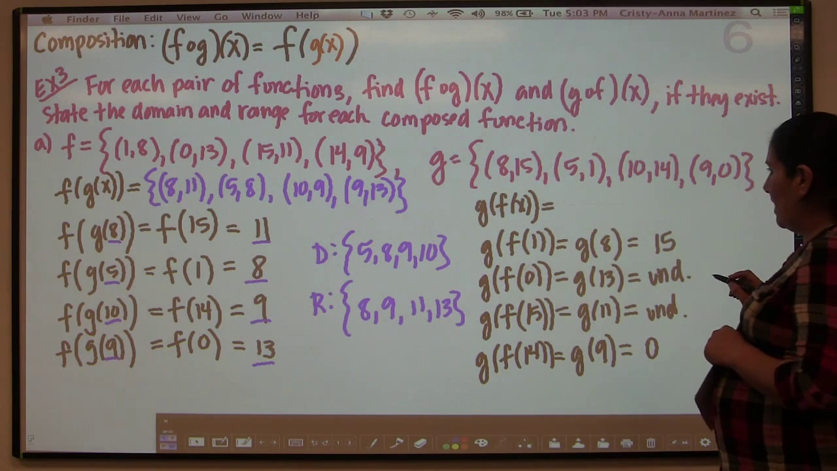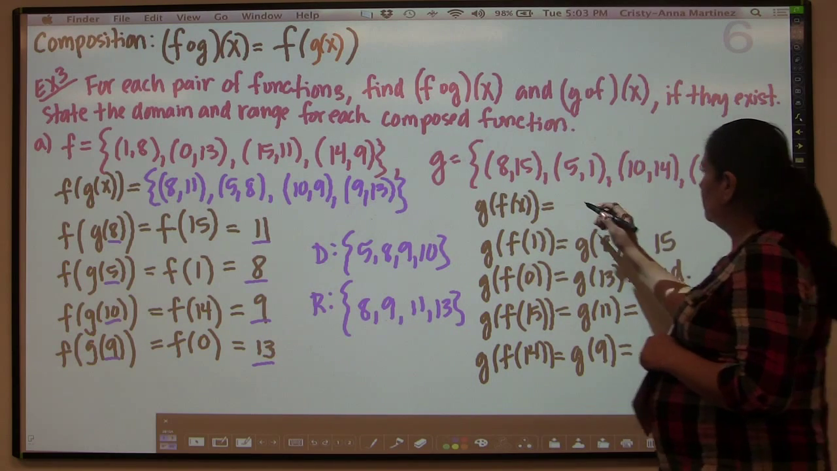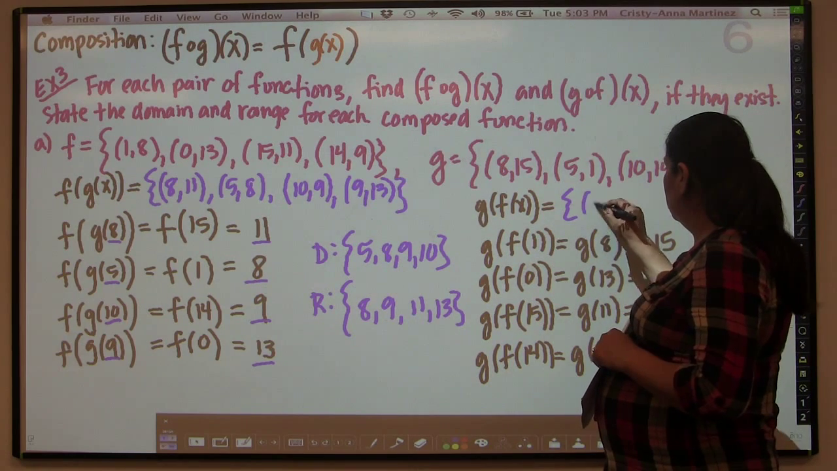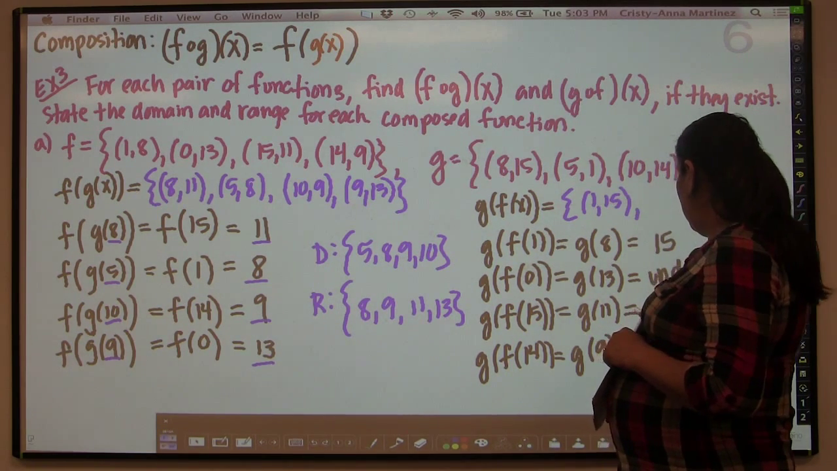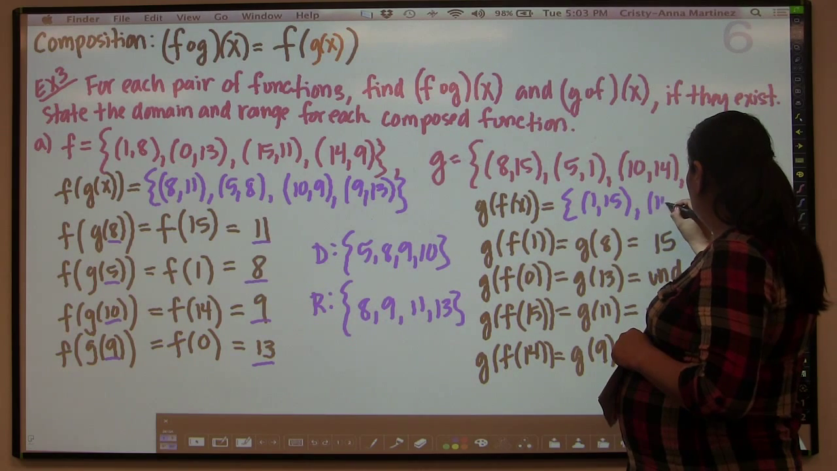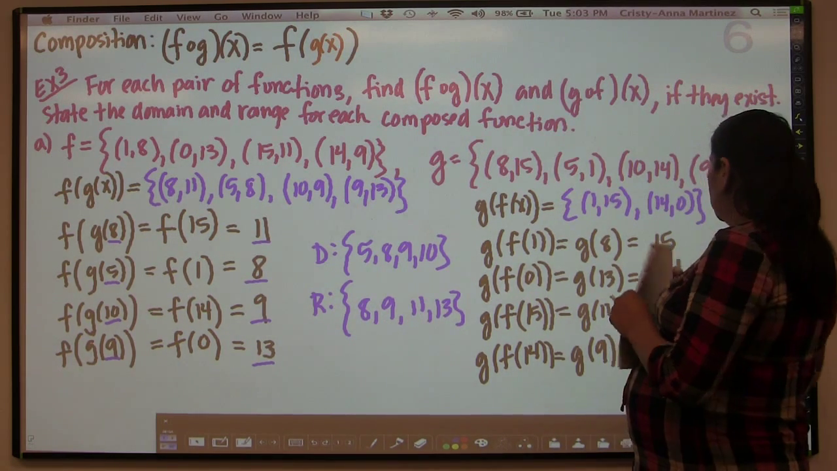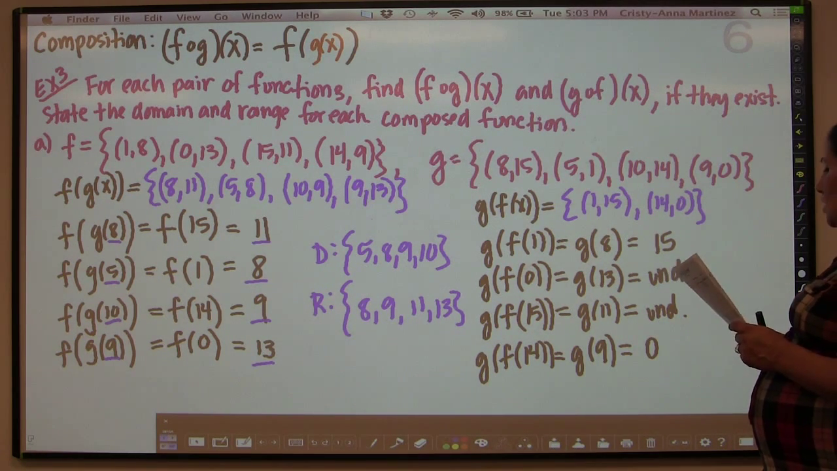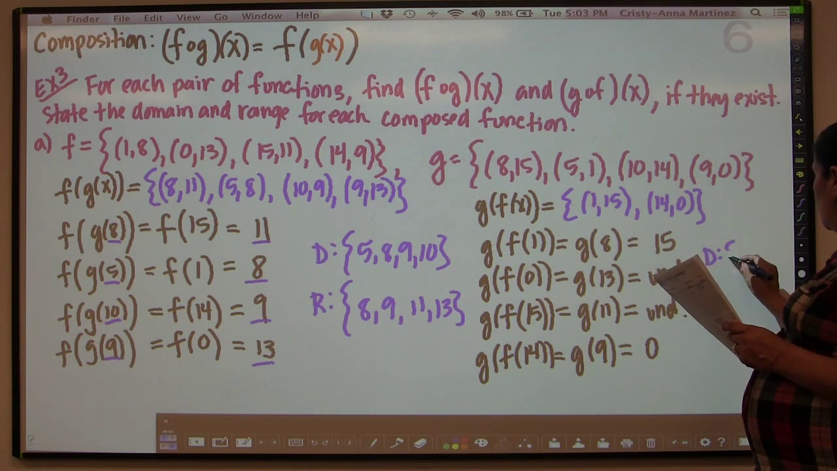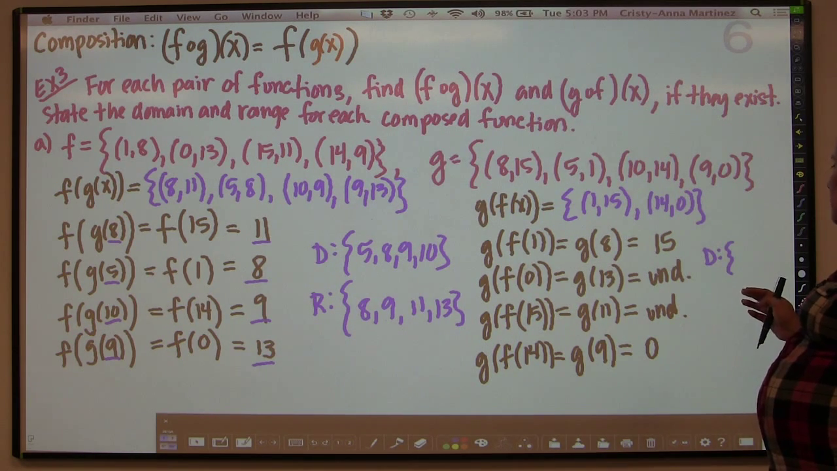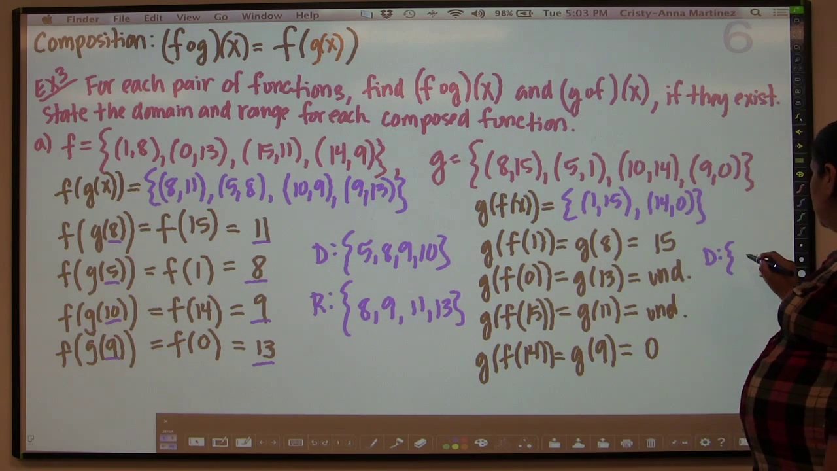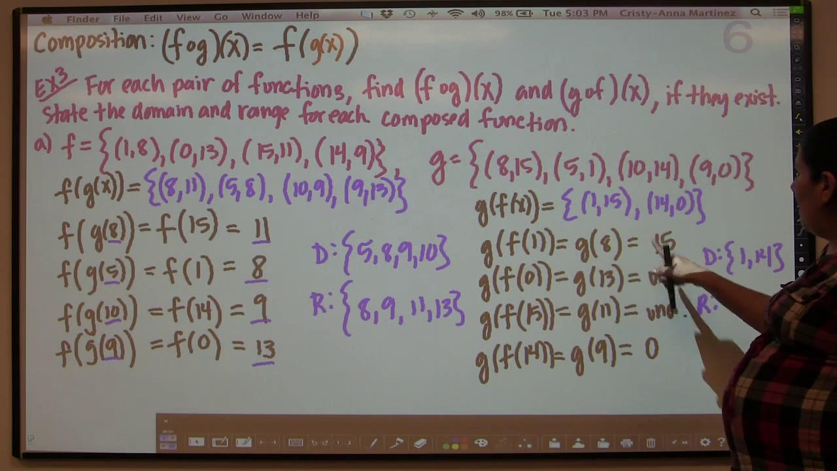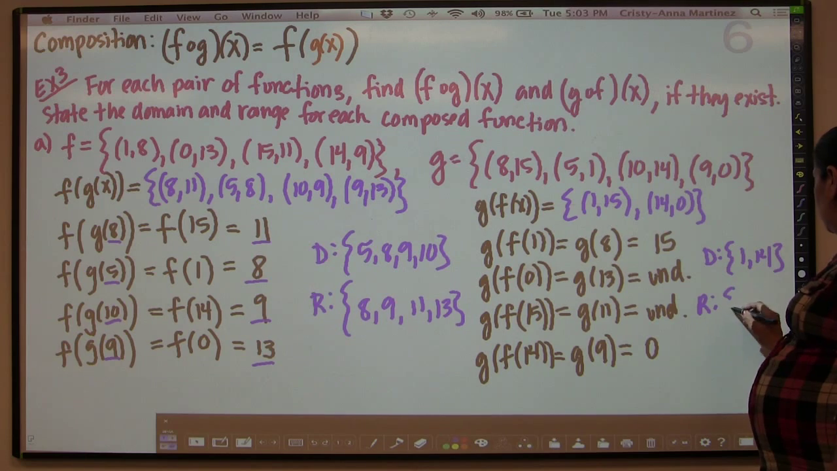Alright, so the ordered pairs that we end up with, to write our answer in over here, are just the 1 and the 15, and the 14 and the 0. So we only have 2 ordered pairs in this function's composition. So then for the domain, you only want the x coordinates, smallest to biggest. So we're going to go 1, 14. And for the range of this function, you're going to have the y values 0 and 15.